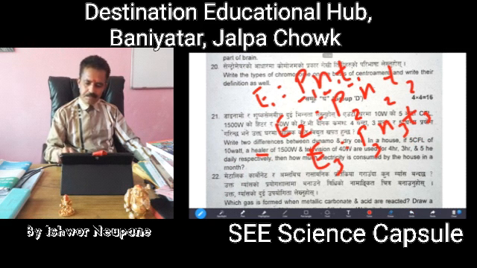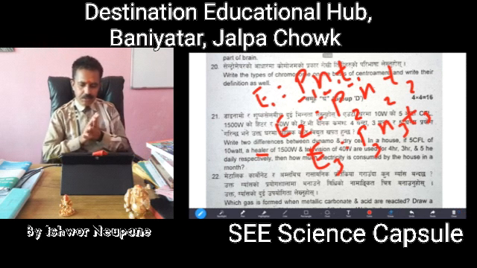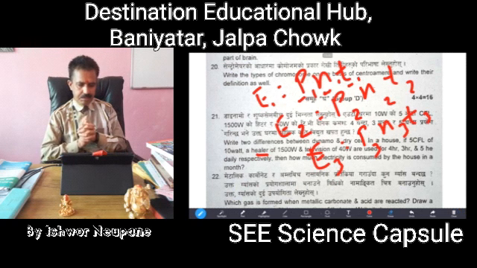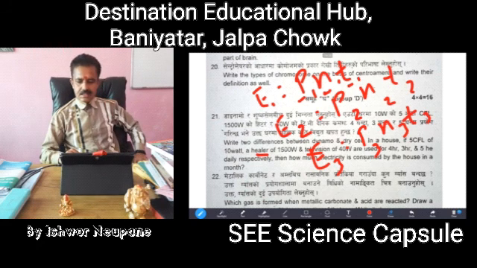Now what is P1? P1 means power of CFL, P2 is power of heater, and P3 is power of television. So what is the value of P1? P1 is 10 by 1000, N1 is 5, T1 is 4 because it is used for 4 hours. To find E2, P2 is 1500 by 1000, N2 is 1, T2 is 3. So you can find out the product.